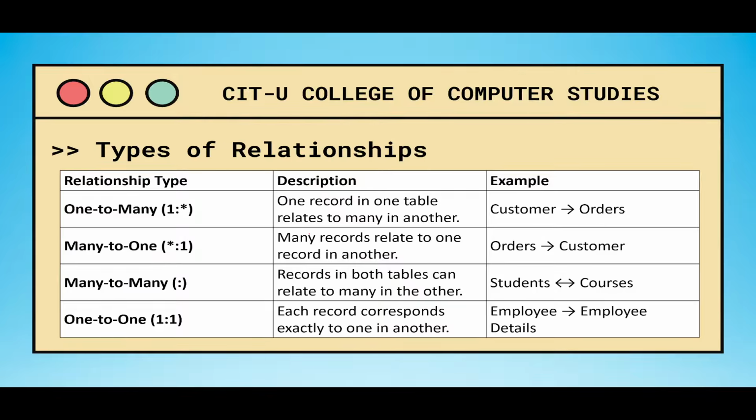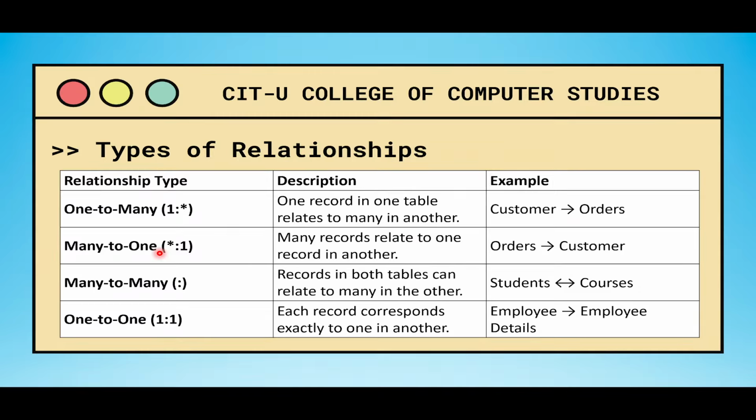So what are the types of relationships? So we have one to many. So do take note of the symbols because we're going to make use of this. So we have 1:* that is one to many. So asterisk is symbolized by many. The number one is symbolized by one. Okay, so we have one to many. So it means one record in one table relates to many in another. So for example, customers and orders. So just one customer can have multiple orders.